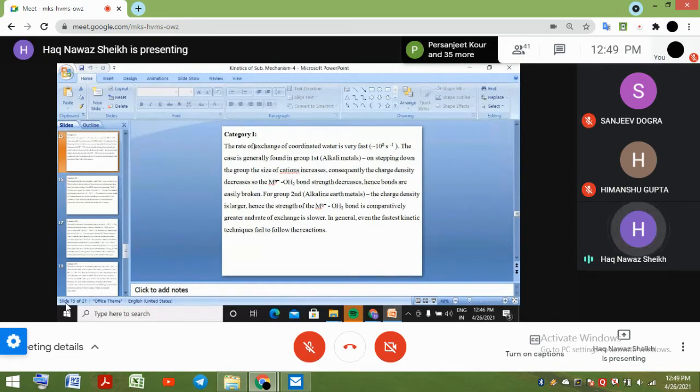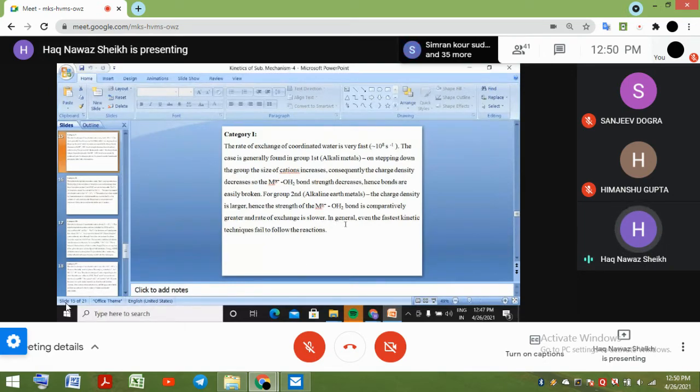So what are the metals in this category? These are alkali metals. On stepping down the group, the size of the cation increases, and consequently the charge density on the metal decreases. So the metal-water bond becomes weak, and hence bonds are easily broken. Therefore, the rate of the reaction increases as we go down the group. For the second group, alkaline earth, charge density is larger, hence the metal-water bond is comparatively stronger, and the rate of exchange is somewhat slower than what is observed in the alkali metal ions.